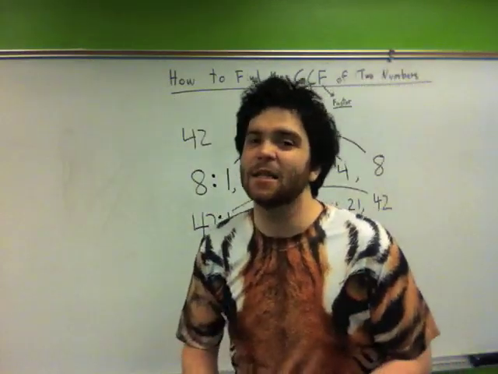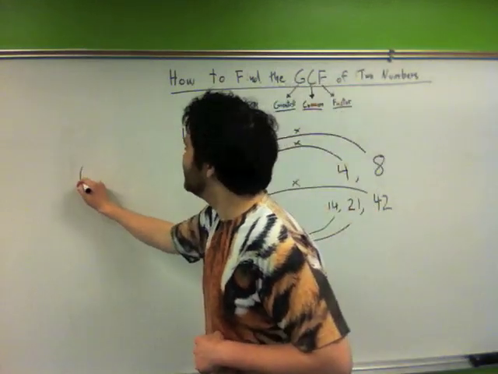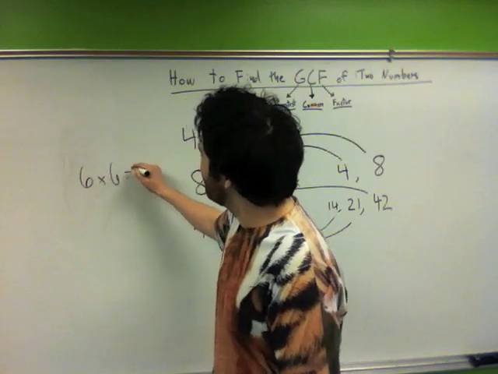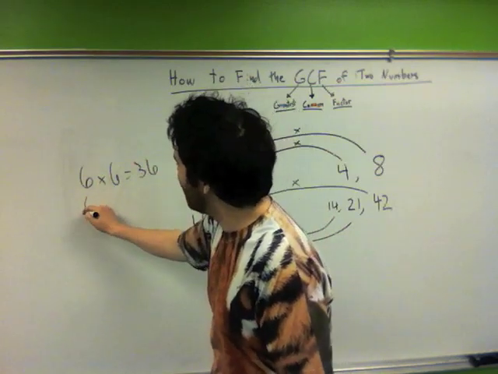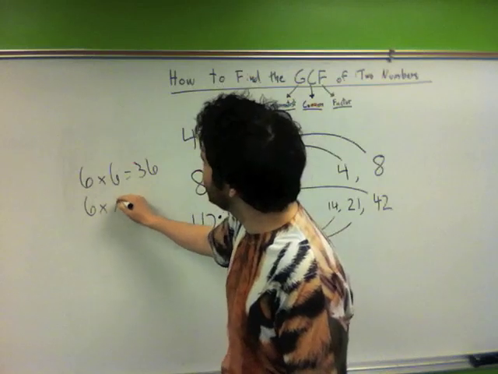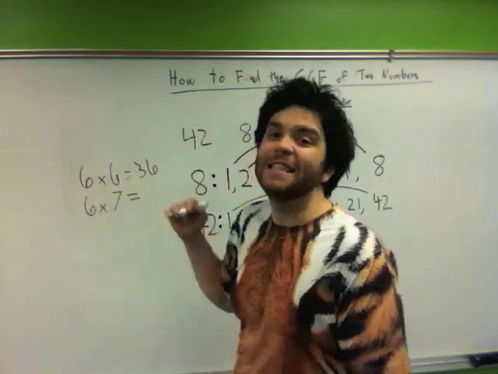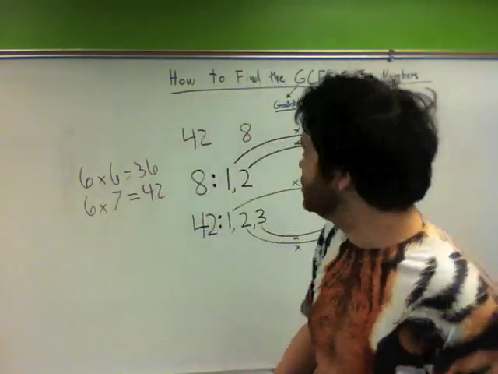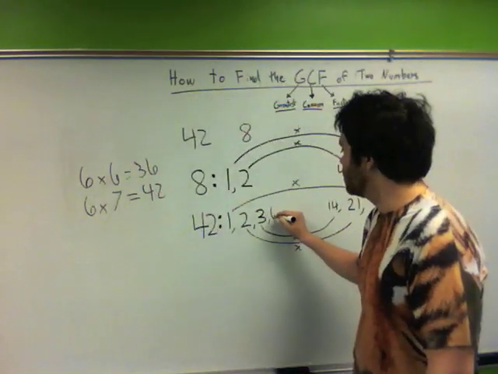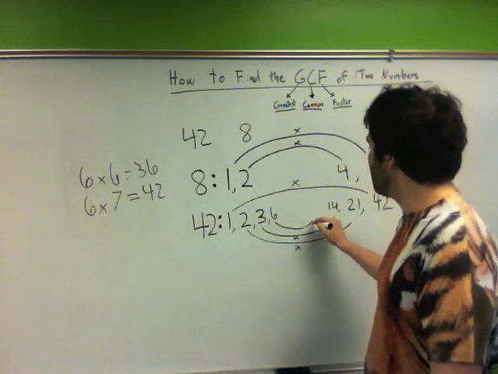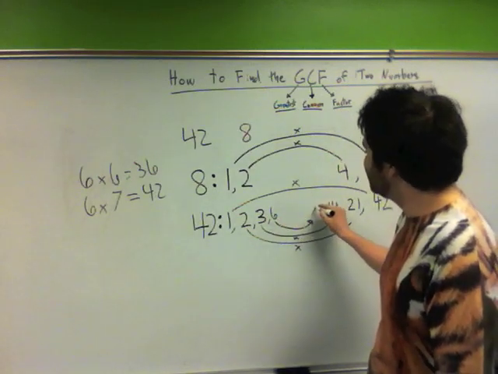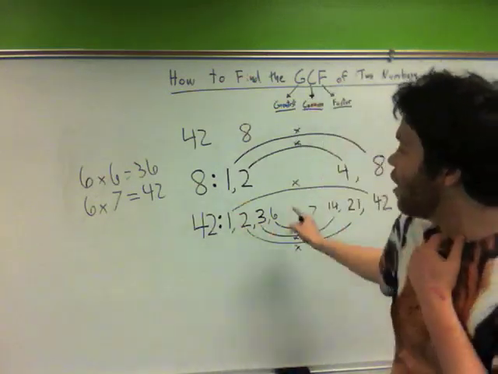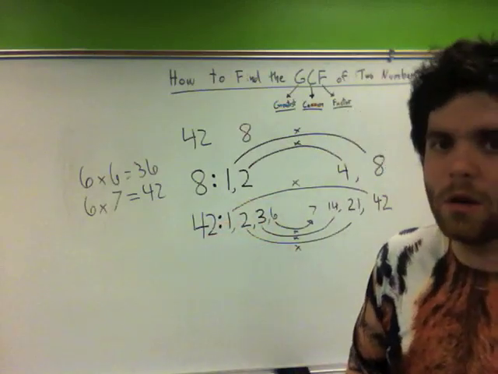Let's try 6. 6 times 6, I know that's 36, so let's go a little bit higher just to make sure. 6 times 7 is what? 6 times 7 is 42, so I got to put a 6 here, and I got to go all the way over to 7. 6 times 7 is 42. So 6 and 7 are factors of 42.